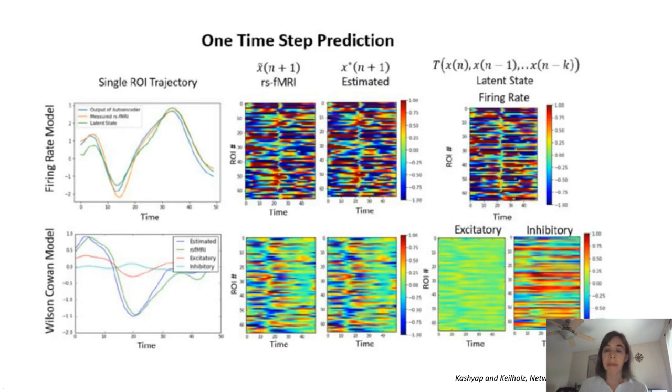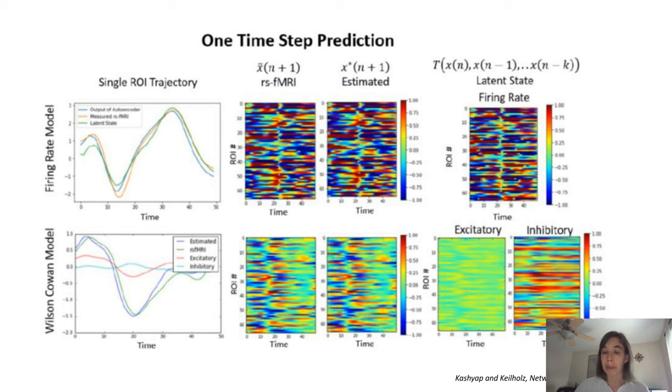And so this is actually pretty cool. We've done this with two different models, the firing rate model and the Wilson-Cohen model. And you can see if you look at the graph on the left that the estimated and measured resting state MRI are quite similar. You can also see this in the middle. We're showing the time course for each of the different parcels and how well it's predicted based on this LSTM model compared to the original measured signal.